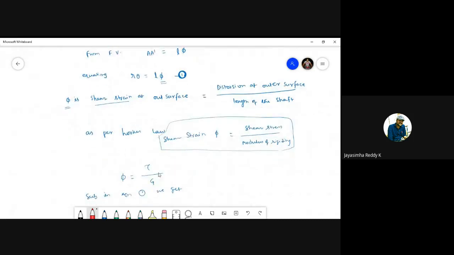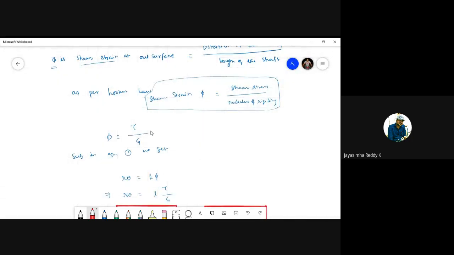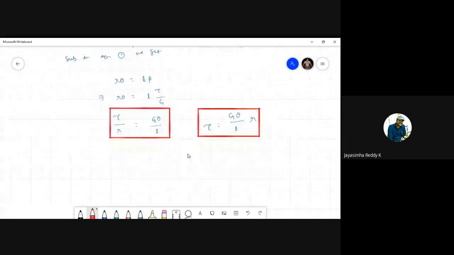Strain by Hooke's law, as we said in the assumptions, this obeys Hooke's law. Hooke's law states that strain is equal to stress by modulus of rigidity. So phi is equal to tau by G. Modulus of rigidity is represented as G, and shear stress is denoted by tau. So we substitute phi is equal to tau by G, and on substituting, I have got these two equations. Is it okay, students? So here, what is tau? What is tau, students?